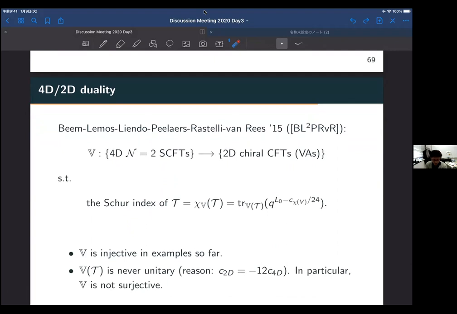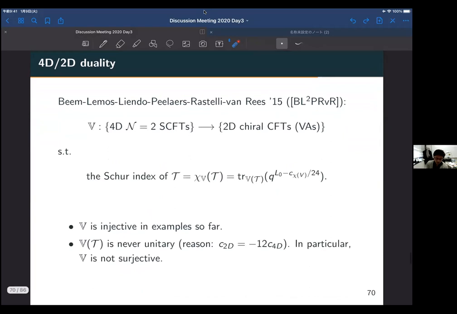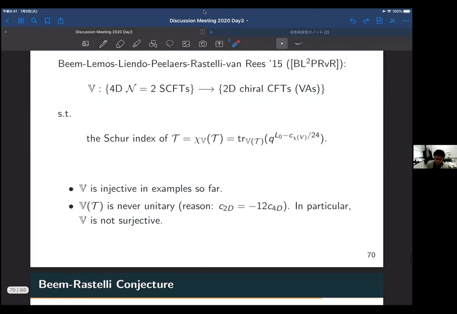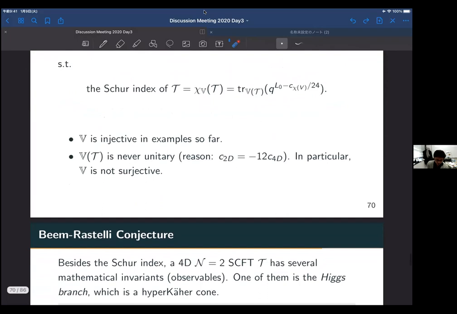On the other hand, the image is never unitary, so this map is not surjective. So we have some very nice, interesting full subcategory coming from 4D theory. So this is already exciting, but there's also a remarkable conjecture by Beem and Rastelli.